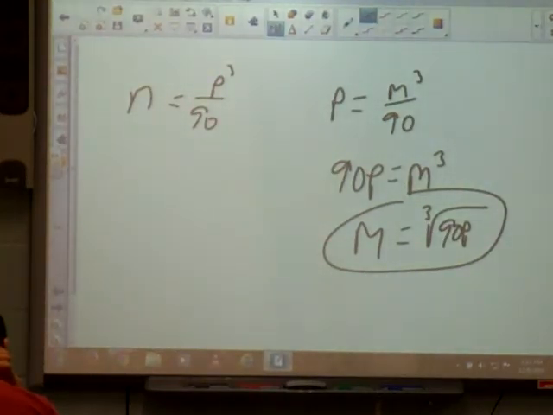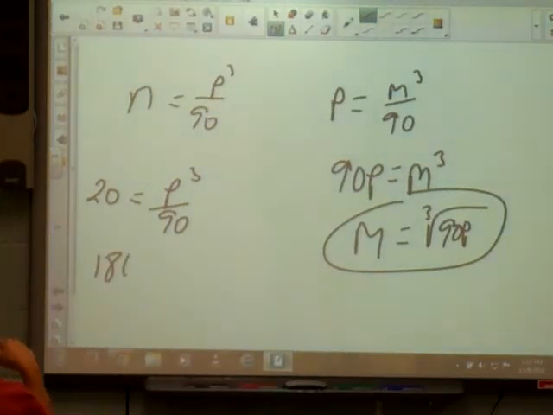Okay, now part B says, how many tennis rackets will be produced in 20 months? Round your answer to the nearest whole racket. So I've got to plug a 20 in for my months. Do I do that on my original equation or my inverse? Nope, original. Because original is talking about the number of months you're producing rackets. So I'm going to say 20 months, 20 equals P cubed over 90. Now my steps for solving this are going to be like my inverse steps. It's being divided by 90, so I'll multiply by 90. 90 times 20 is 1800.